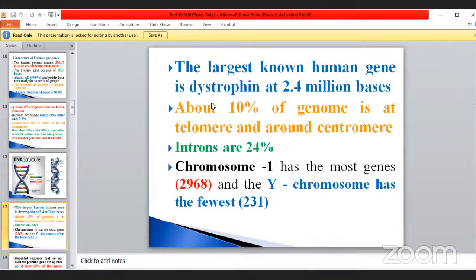From this, about 10% of the genome is at the telomere and around the centromere. This is very, very important. 10% is around the centromere. And then the human genome also contains introns, or introns means a sequence in between. Introns and exons we already studied.